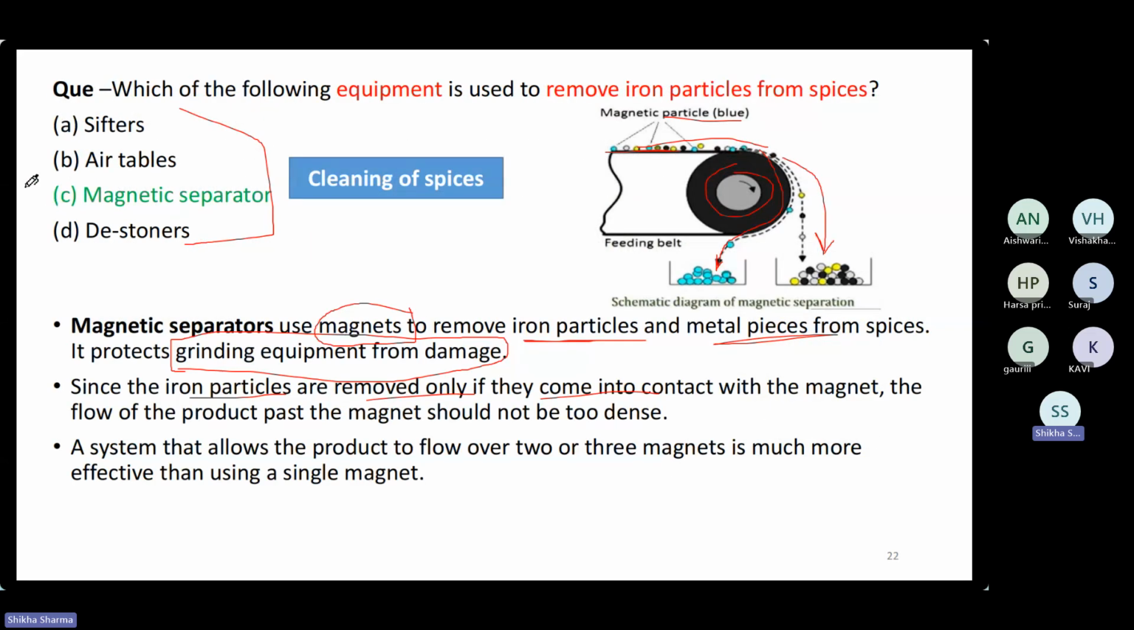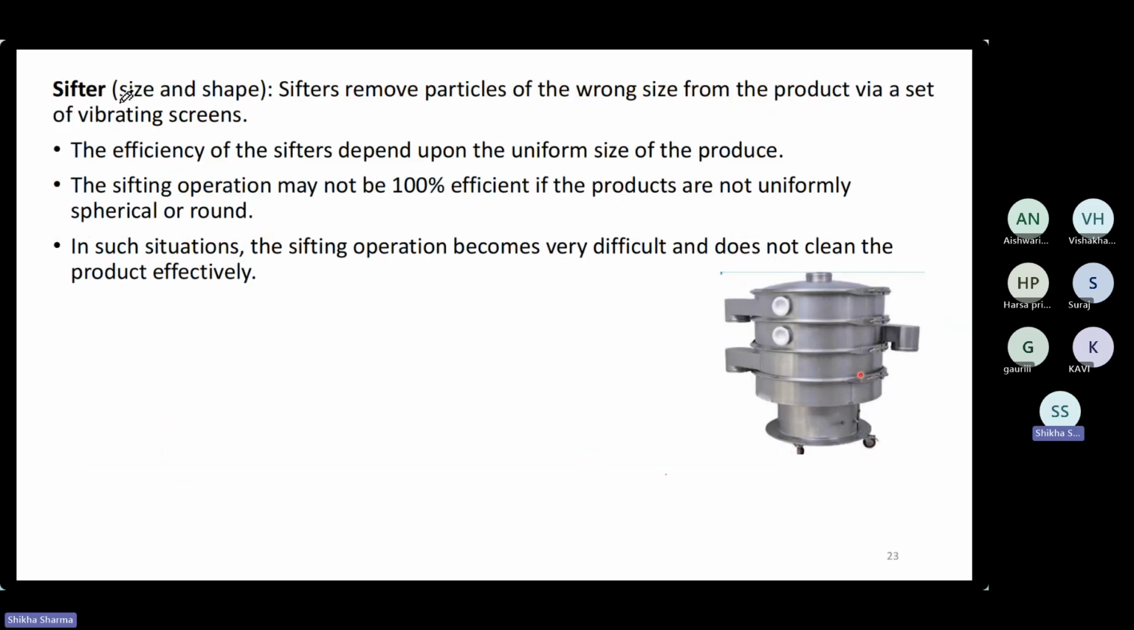Then, magnetic separator is the correct answer, but let's see what sifters, air tables, and destoners are. Basically, a sifter grades the particles based on size and shape. What happens? Sifters remove particles of the wrong size from the product with the help of a set of vibrating sieves. There will be many vibrating sieves with a particular mesh size, and that's why it helps. It uses the principle of size and shape for separation.